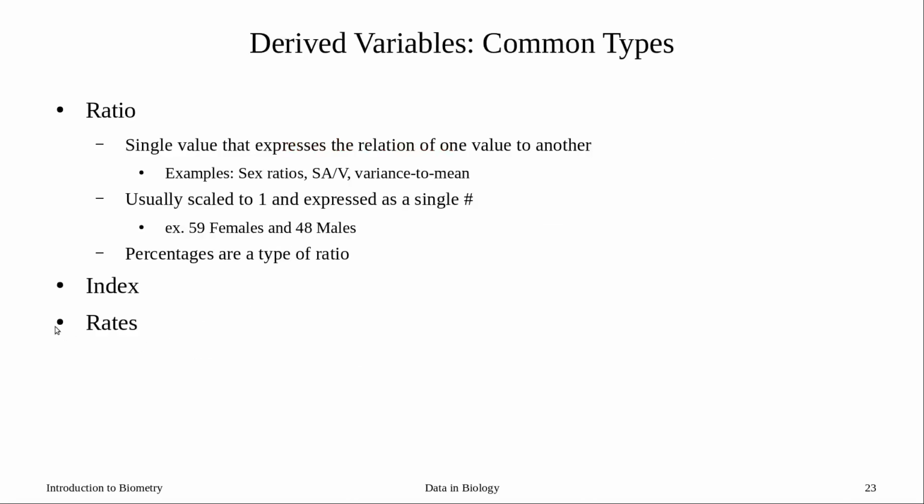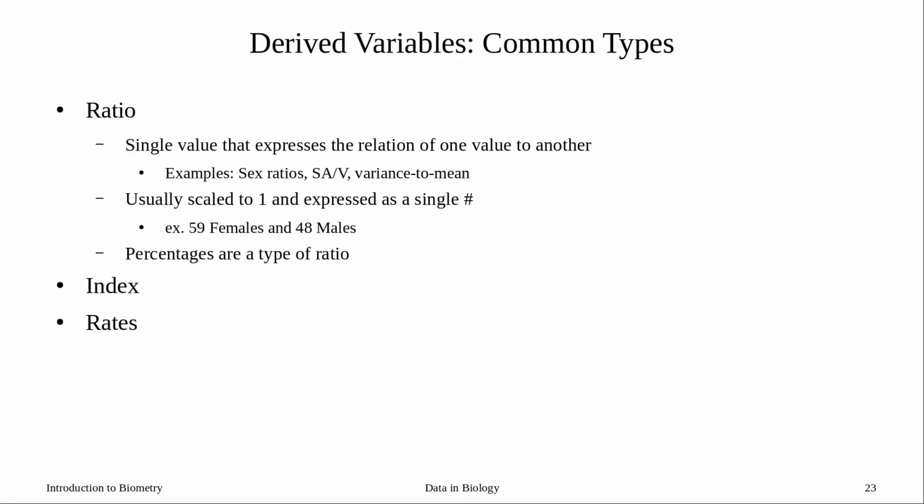So what types of derived variables do we have? Well, we've got three types. We've got ratios, indexes, or indices, and rates. A ratio is just that. You take two different variables and you make a ratio and report it as a single value.